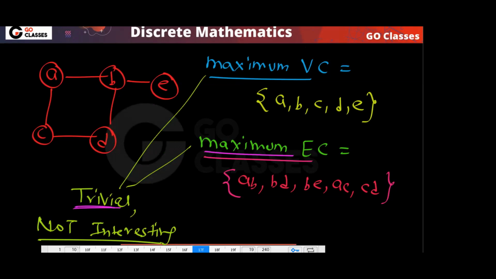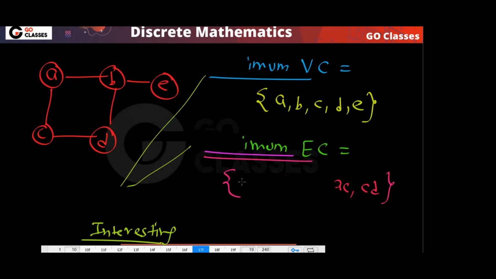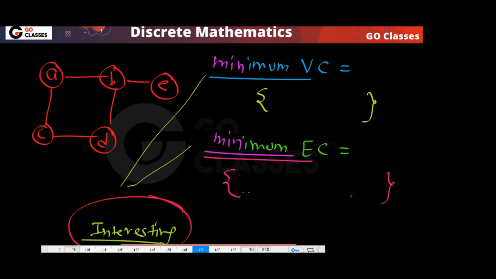So what is the interesting problem? The interesting problems are basically the minimum vertex cover and the minimum edge cover. Yes or no? These two are the interesting problems.